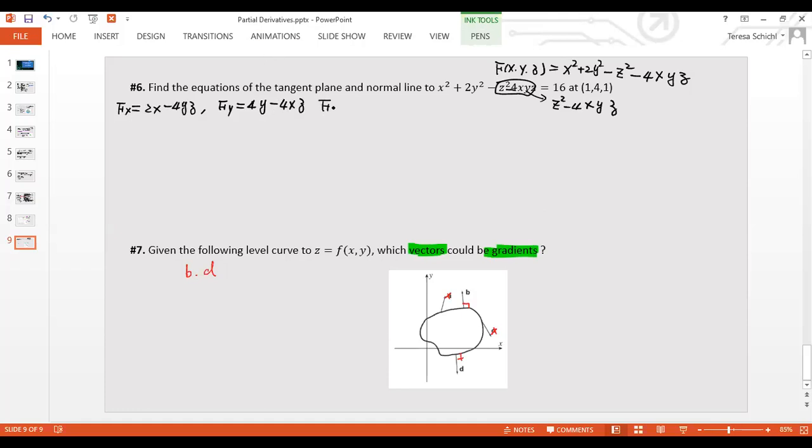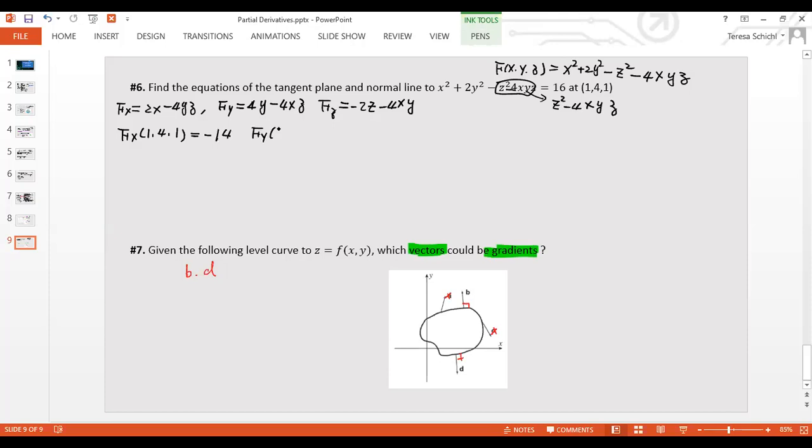Then what is z here? Partial for z is negative 2z minus 4xy, correct? Okay, minus 4xy. Then the f of x at (1, 4, 1). Okay, so x equal to 1, so it's 2 minus, 4 times 4 is 16, so 2 minus 16 is negative 14.